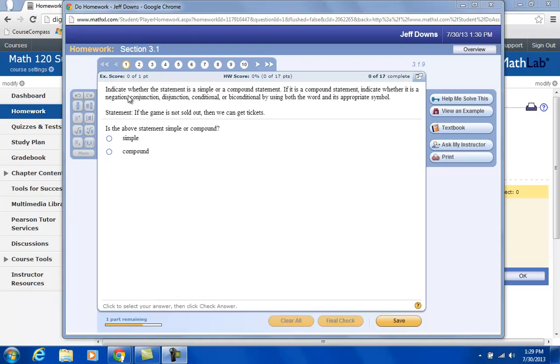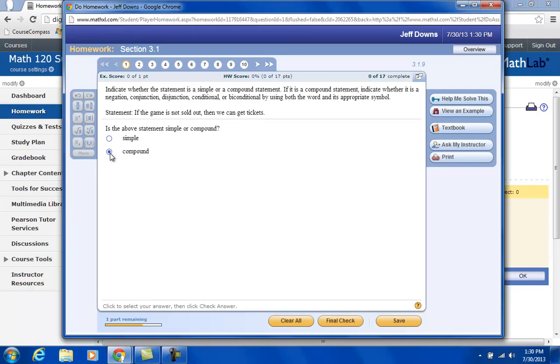Here's the first one on 3.1. Indicate whether the statement is a simple or a compound statement. If it is a compound statement, indicate whether it is a negation, conjunction, disjunction, conditional, or biconditional by using both the word and its appropriate symbol. So here's the statement. If the game is not sold out, then we can get tickets. So it's an if-then statement. Well, that is definitely not a simple. This has two statements. The game is sold out, we can get tickets. Those are two statements. So this is going to be a compound.